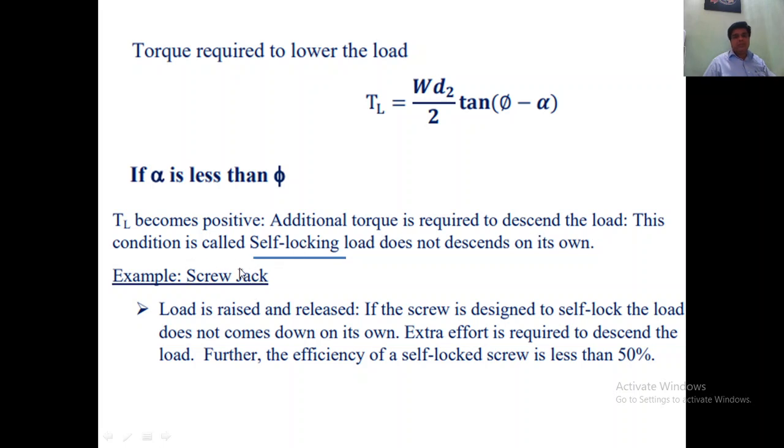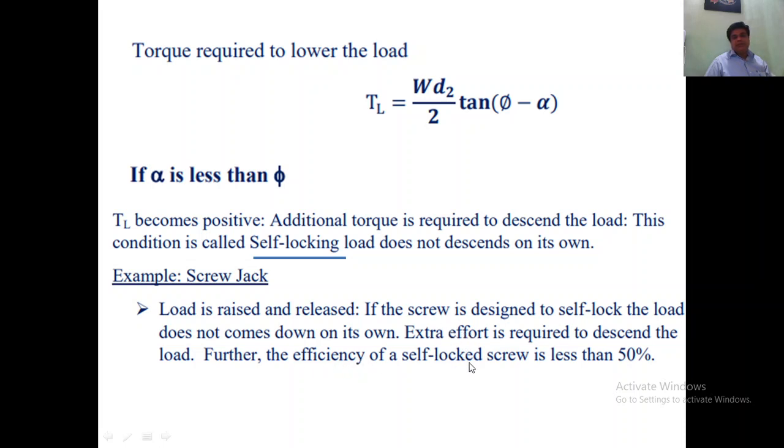So this is the best example. Here is the screw jack. Whenever we are replacing a wheel or tire in an automobile, we require a screw jack and we rotate it and the vehicle is lifted, and the vehicle has to remain at that position. The load has to be maintained at that position, it should not come down. So we want the power screw to hold that load or lock that load from falling down. That is called self-locking. Here, if you want to lower the load, again extra torque or effort has to be applied.